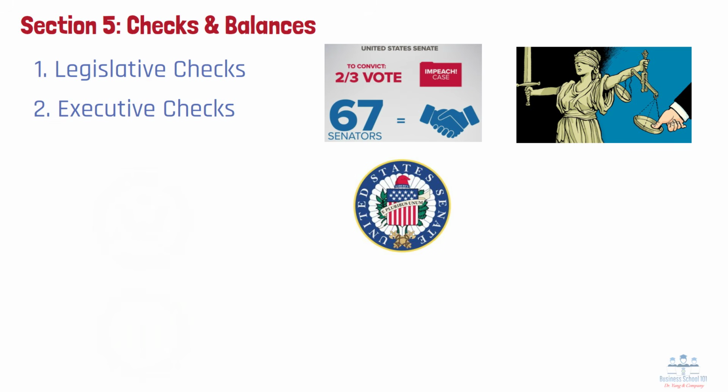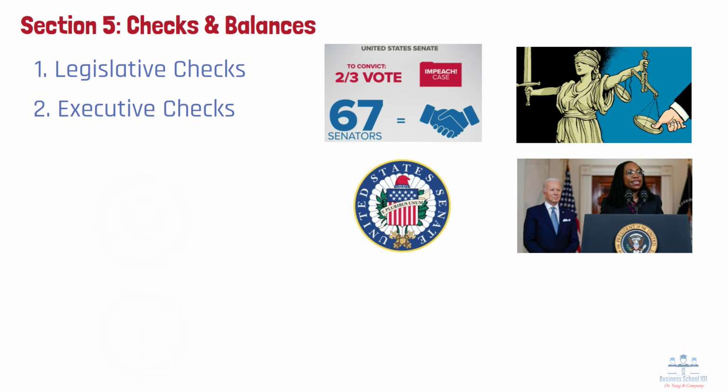A recent example is President Joe Biden's appointment of Supreme Court Justice Ketanji Brown Jackson in 2022, who was confirmed by the Senate. This demonstrates the President's power to shape the judiciary, subject to the legislative check of Senate approval.